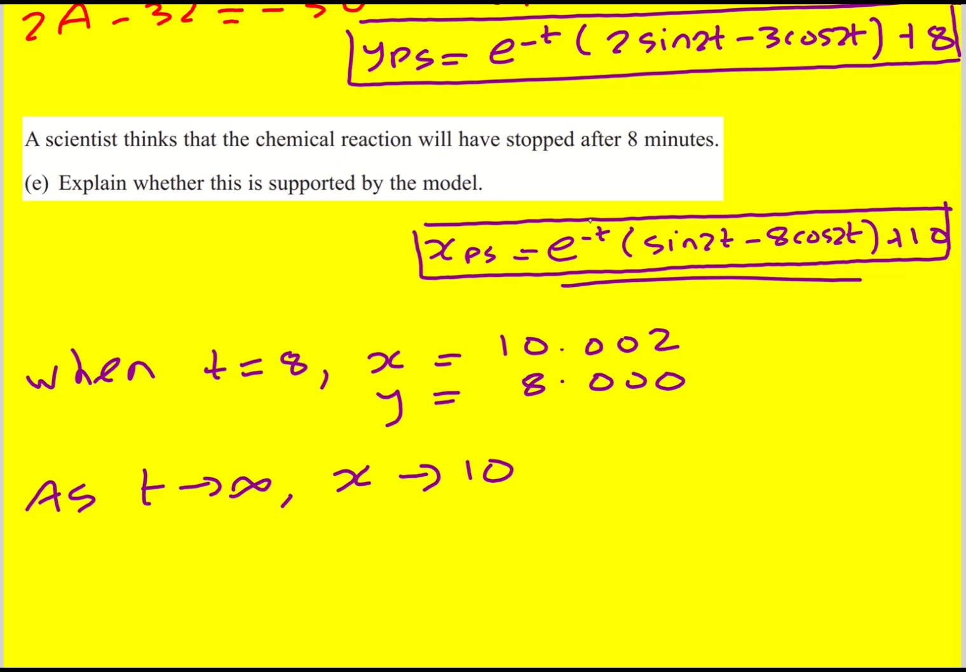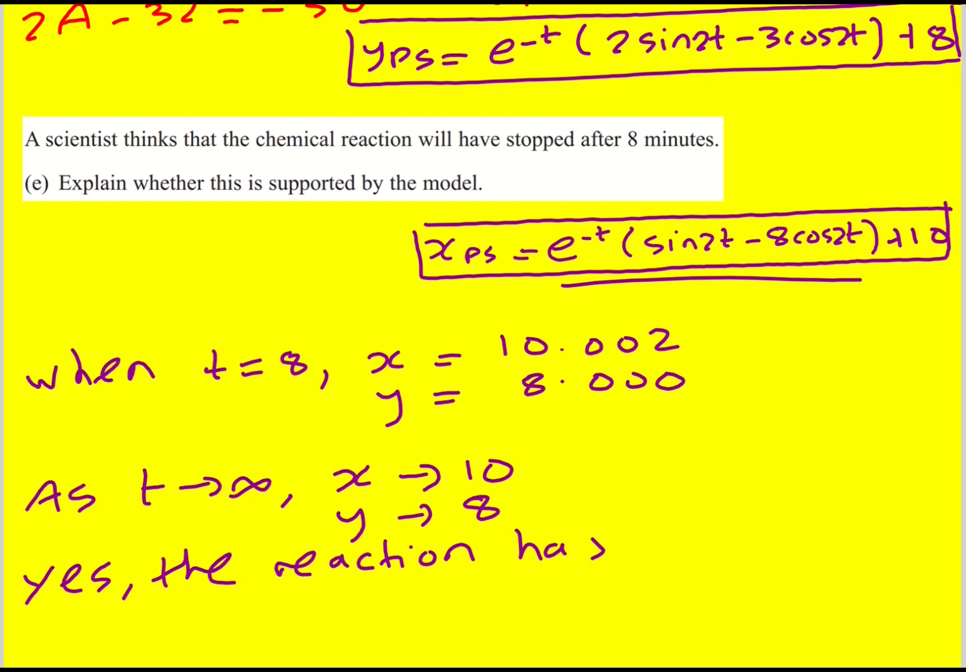And then I said, as t approaches infinity, x is going to approach 10, because this term here is going to approach 0, because we've got a negative exponential going on. I know it's going to oscillate, but that is going to dominate. And y is going to approach 8. So they're very close. So I just said, yes, the reaction hasn't exactly stopped. It's still going to be decreasing a little bit, but it has essentially stopped for all purposes.